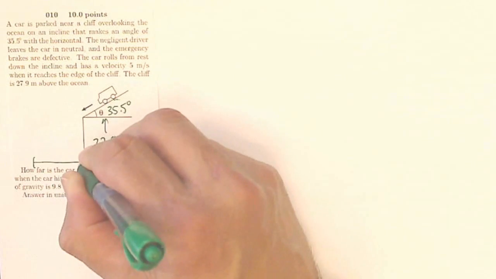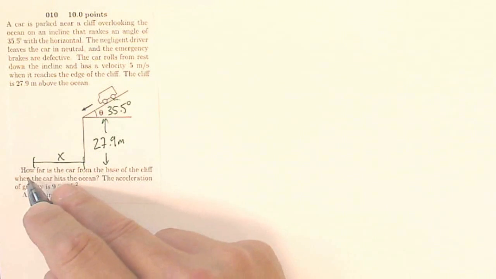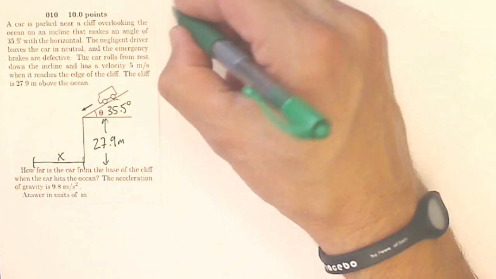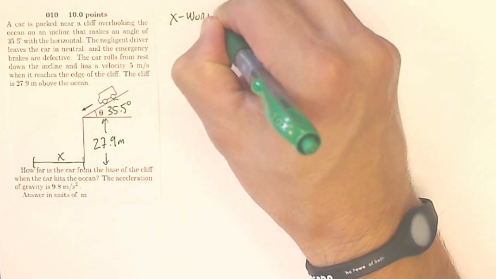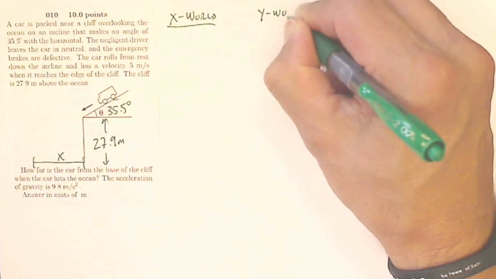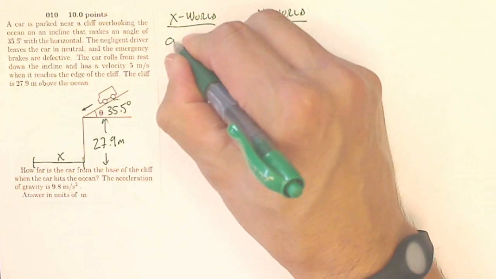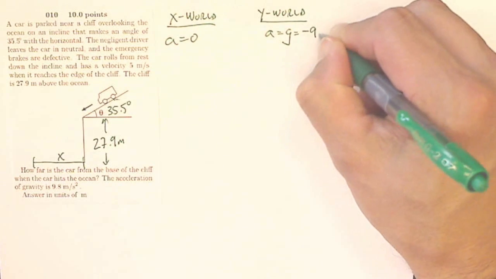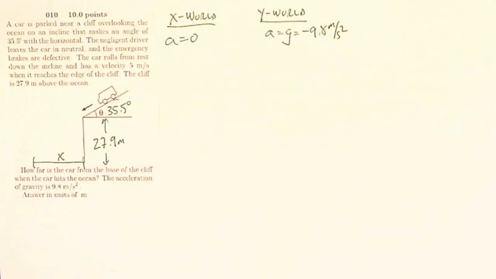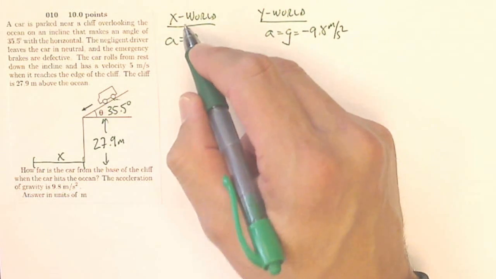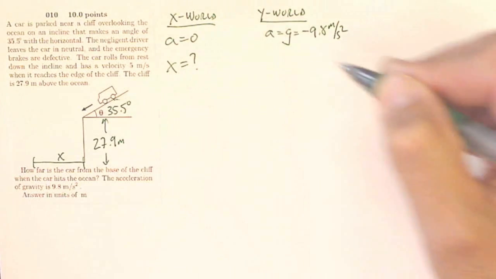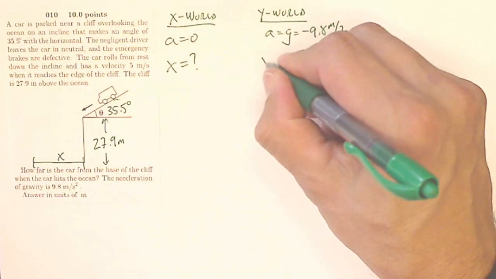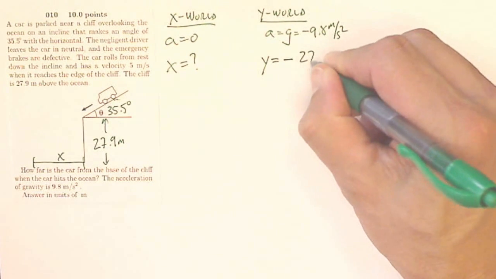So what I'm looking for is this displacement. And since it says how far, I don't care about positive or negative in this instance. The acceleration of gravity is 9.8. So let's see. I've got x world, I've got y world. X world, my acceleration is 0. Y world, my acceleration is g, negative 9.8 meters per second squared. I know that my displacement in the x world is what I'm looking for. In the y world, I'm going to have a displacement of negative 27.9 meters. I'm going to displace down by 27.9 meters.